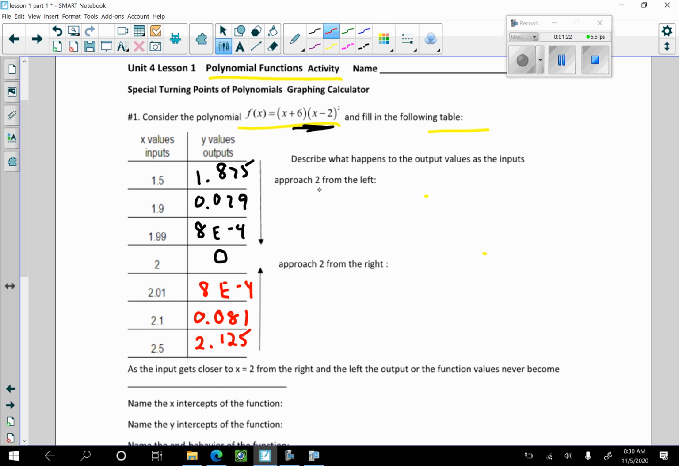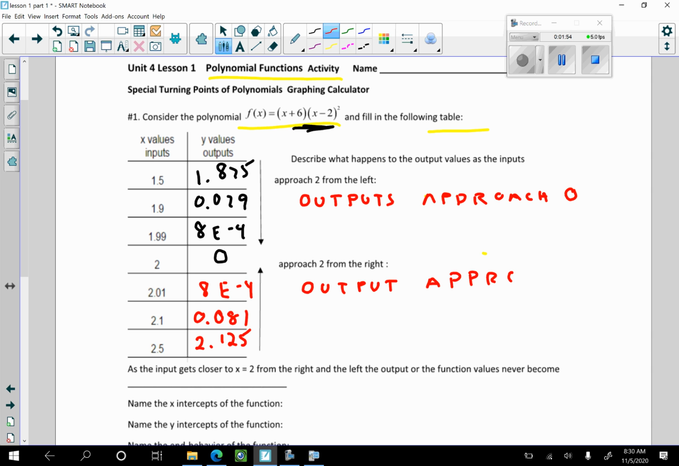Okay, so as I approach 2 from the left, what happens to the outputs? The outputs approach 0, correct? The outputs get closer and closer. As I approach 2 from the left, the outputs approach 0. As I approach 2 from the right, again, the outputs approach 0. And we would think that that would happen.